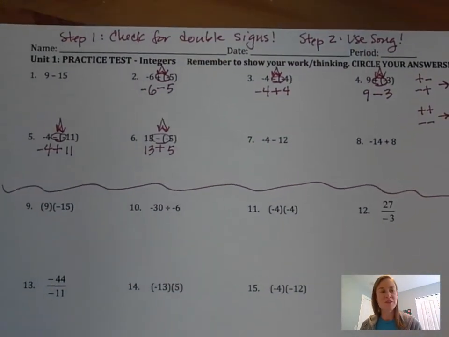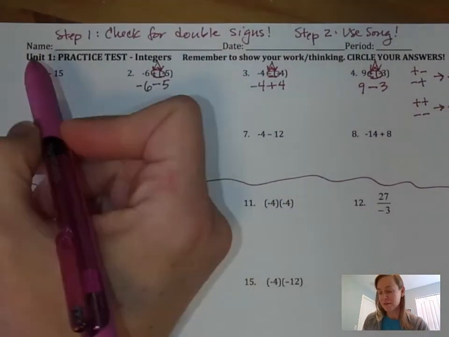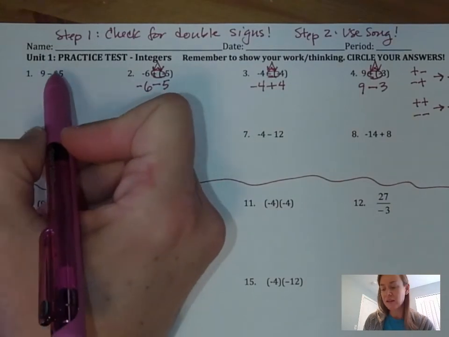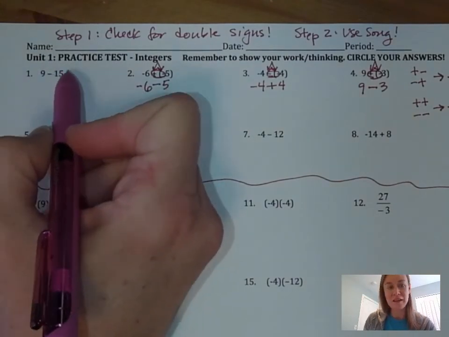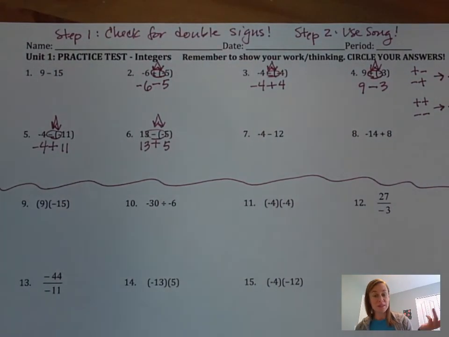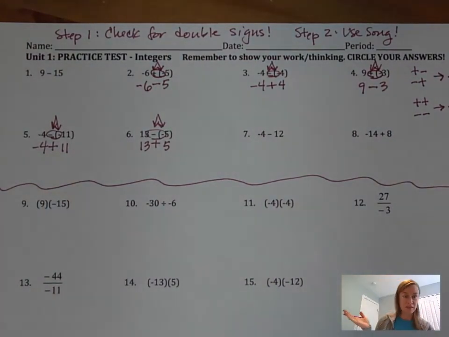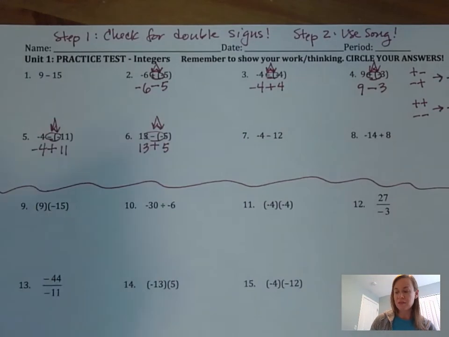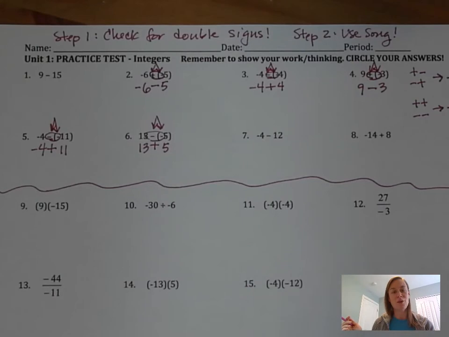Okay, so first of all, problem 1. We have a positive 9 and a minus 15, negative 15. So we need to ask ourselves, do we have same signs or do we have different signs? Since we have a positive and a negative, that's different signs. Think about the song, different signs subtract. So sounds like we need to subtract here.